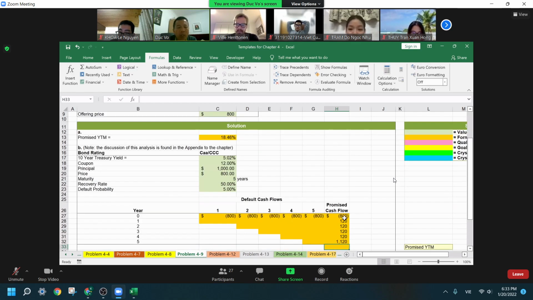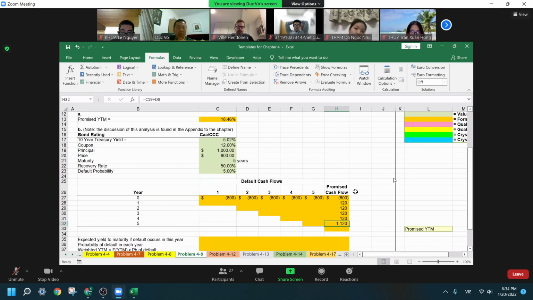So look at this one. What it really means is you need to pay 800 to buy the bond. Year 1, year 2, year 3, year 4, every year you receive the coupon payment of 120. In the final year, you get two things. Number 1 is the coupon payment 120, and number 2 is the principal repayment 1,000. So you get 1,120. So that is the promised cash flow.